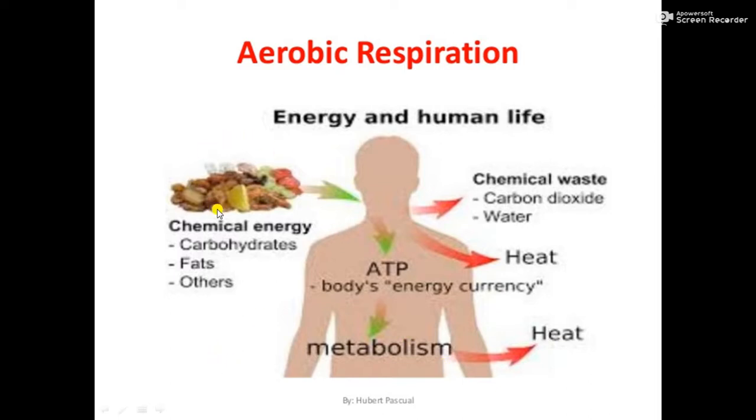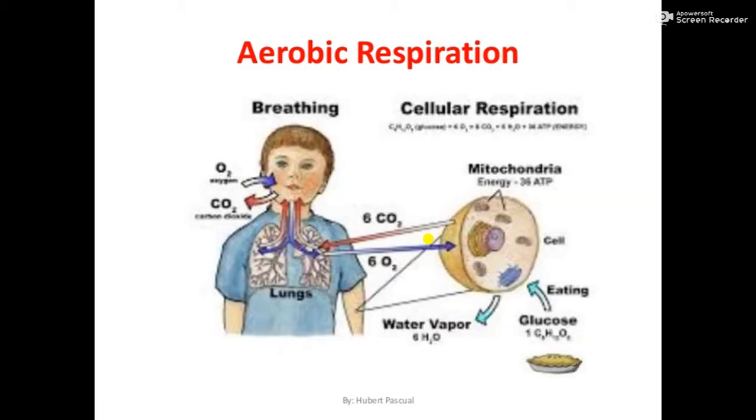So aerobic respiration, what happens in human life? When we take food, we take chemical energy as carbohydrates, fats and others. We intake the food, it digests and is assimilated by the cells. Cells break it down into ATP, the body's energy currency. It does the metabolism of our body. The carbon dioxide is exhaled as chemical waste and water is used for the body and heat energy is released to continue the metabolic work of our body.